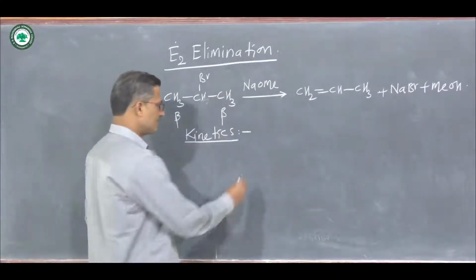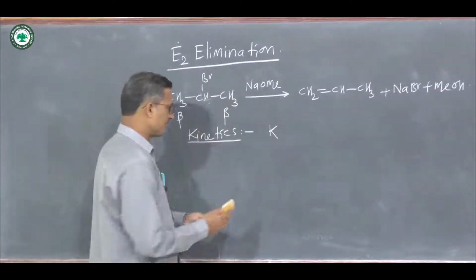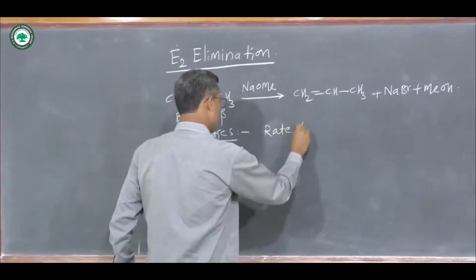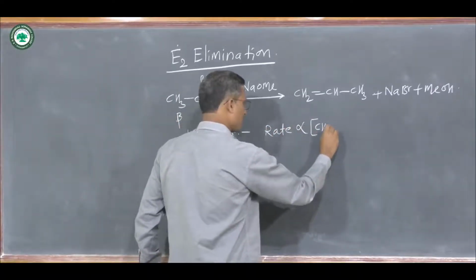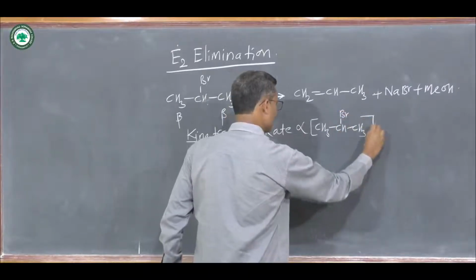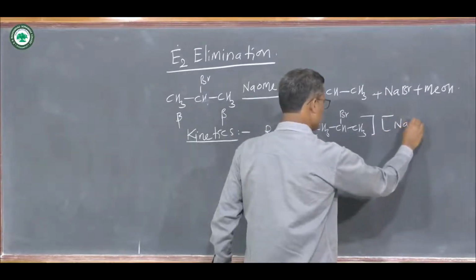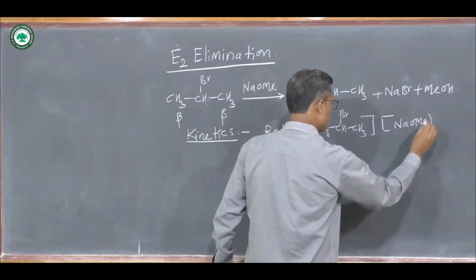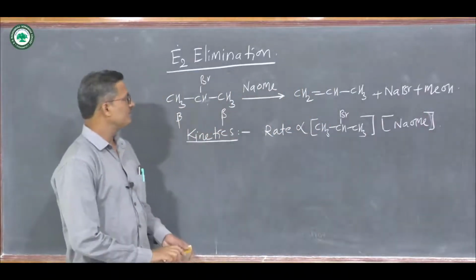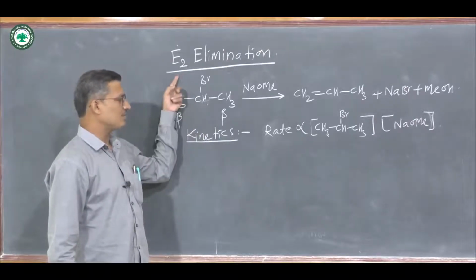So in this case, the rate of the reaction is directly proportional to the concentration of the substrate, 2-bromopropane, as well as the base, sodium methoxide. So this is called a bimolecular reaction. And why do we call E2 a bimolecular reaction?